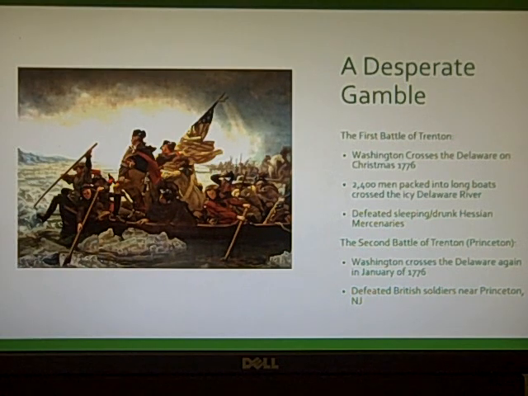So, Washington, because things are so bad, is going to do something that I told you yesterday we don't do, right? When do we not fight? Winter. Yet, Washington is going to take a big risk, right? And so, this is a rendition of Washington crossing the Delaware River in Christmas of 1776, okay?